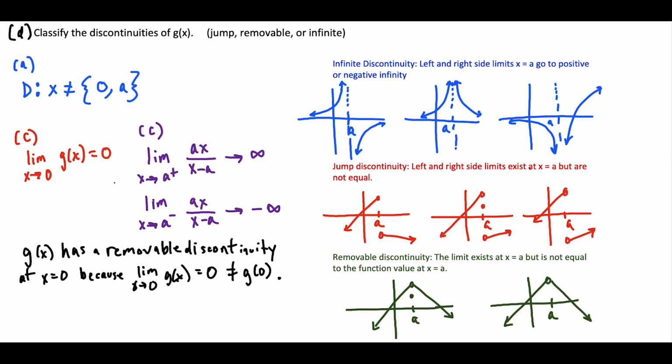Then the last thing that we need to classify here is what type of discontinuity do we have at x equals a? Well, if we notice, the limit as x approaches a from the left side goes to negative infinity, and the limit as x approaches a from the right side goes to positive infinity, which tells us that we have an infinite discontinuity at x equals a.